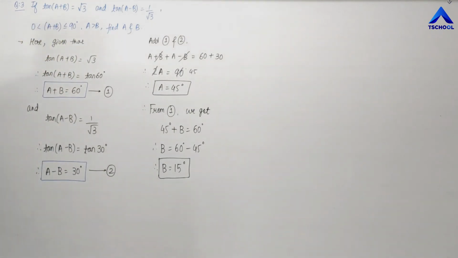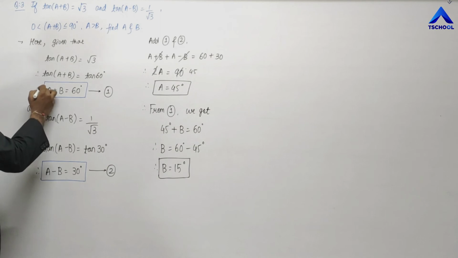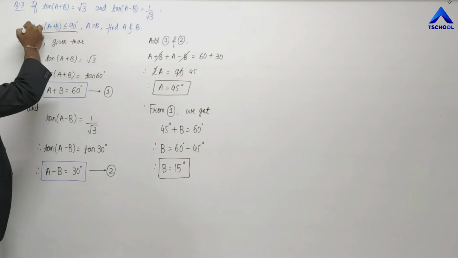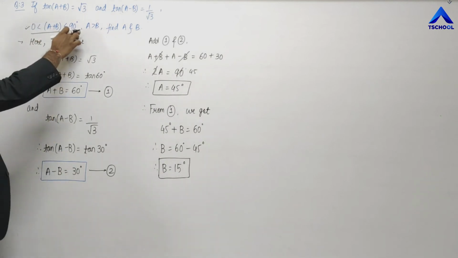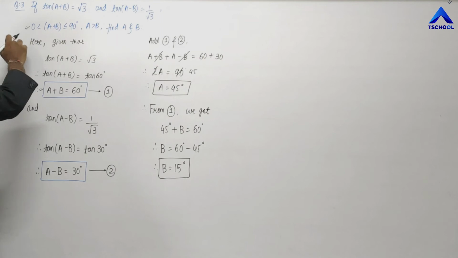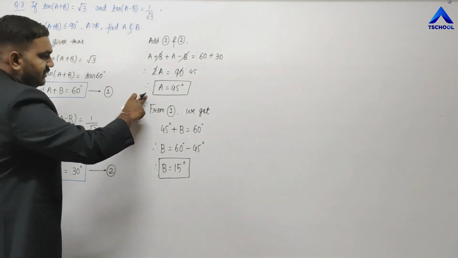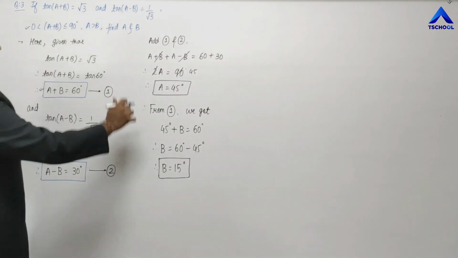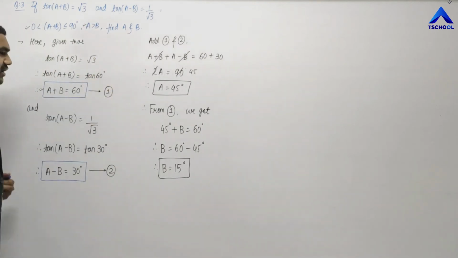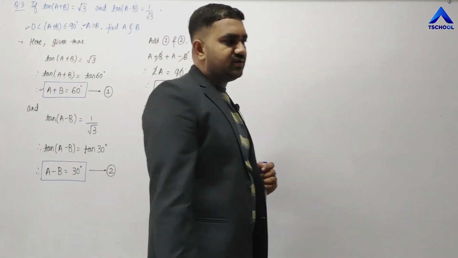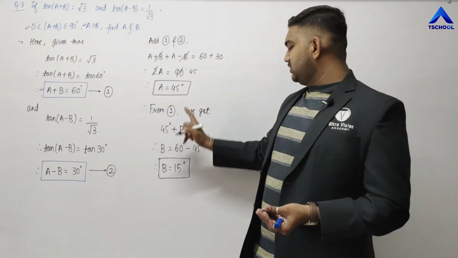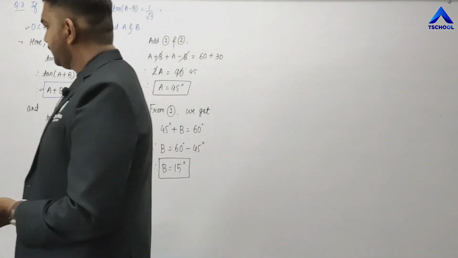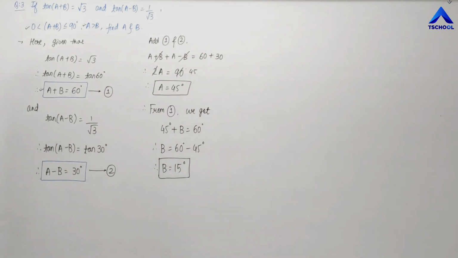So let us see the answers. A plus B is 60 degrees, which lies between 0 and 90. So this is verified. The second condition was A greater than B. The value of A we got here is 45 degrees, and the value of B we got here is 15 degrees, which is again verified. So both of the conditions are verified, and hence the answers we got, A is equal to 45 degrees and B is equal to 15 degrees, are the correct answer. Okay, take a look.